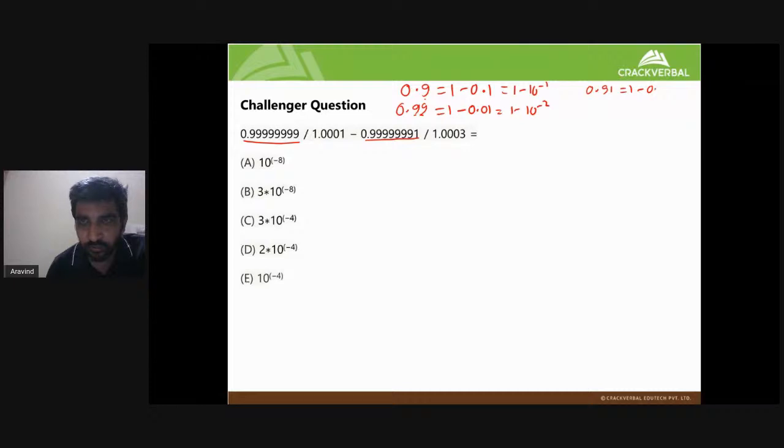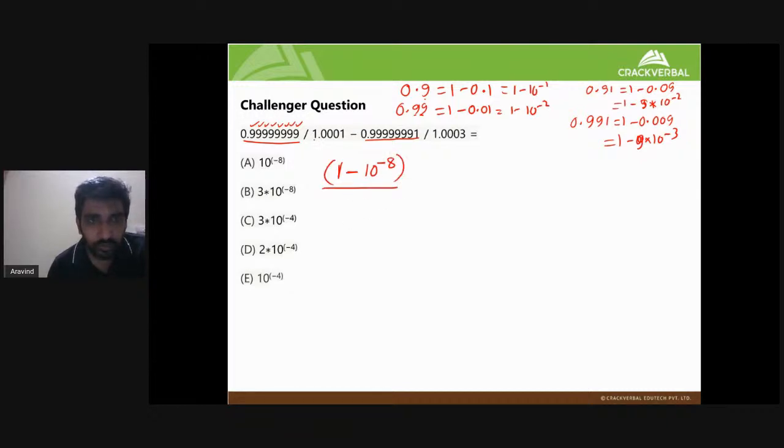Similarly, this one, 0.91 would be 1 minus 0.09, right? So that would be 1 minus 9 into 10 power minus 2. 0.991 would be 1 minus 0.009. That would be 1 minus 9 into 10 power minus 3. So you see a nice little pattern developing in the numerator, right? So this, count the number of nines now. You have 8 nines, so this would be 1 minus 10 power minus 8 divided by 1 plus 10 power minus 4. Because remember, 0.0001 is 10 power minus 4.